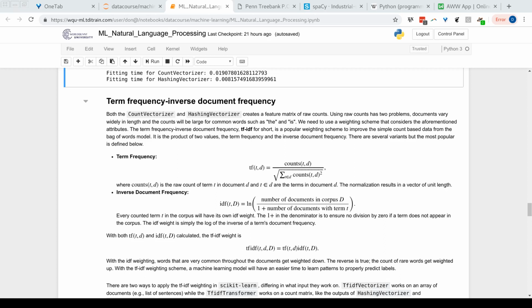So we could use the output of these vectorizers, either the hashing or count vectorizer, to train a machine learning model to do some task, to do some prediction task. But do you think it's in a good state at the moment? What are some problems with just using the raw counts? Well, there are several problems with using raw counts.